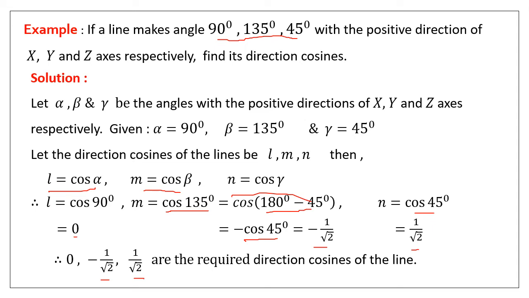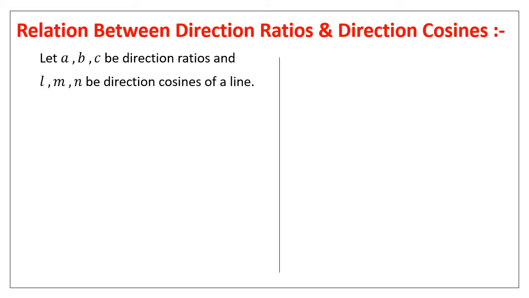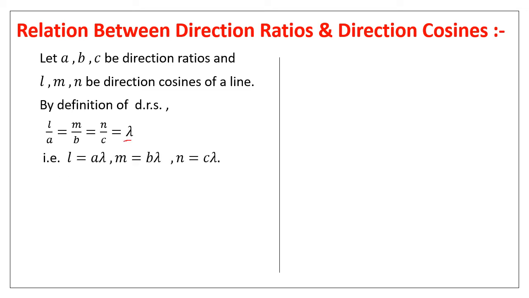Relation between direction ratios and direction cosines. Let A, B, C be direction ratios and L, M, N be the direction cosines of a line. By definition of direction ratios, the ratio of direction ratios to direction cosines equals lambda. So from this, students, we can write A equals lambda L, B equals lambda M, and C equals lambda N. As we know, the sum of the squares of the direction cosines equals 1.